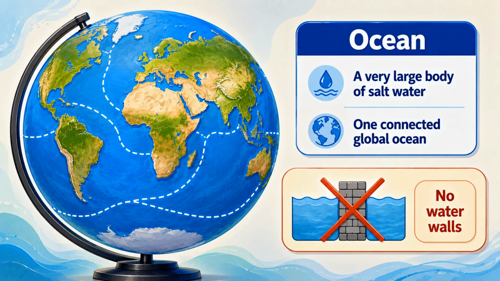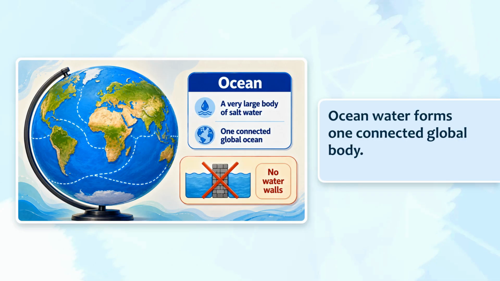The blue water continues around the globe, while dashed curves only organize named regions. An ocean is a very large body of salt water, and the named regions form one interconnected global ocean. Notice what the globe reveals. Ocean water forms one connected global body. Map names divide regions for study, not with physical walls.